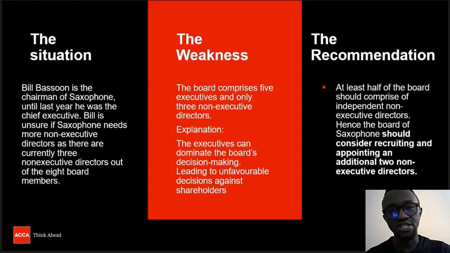Then it goes on to say here, the recommendation: at least half of the board should comprise independent non-executive directors. That's fantastic. But you've not yet given me a recommendation. You've just stated the objective. If I stopped there, that would not be a full mark, because I've only stated what is the best situation. I need to go on and explain why that is a favorable situation. Hence, the board of Saxophone should consider recruiting and appointing an additional two non-executive directors. Now, that's good. You're talking about action. What should they do? Recruit, appoint two additional non-executive directors. That's the action. That's the point that will now give your recommendation. Fantastic. It will be a fantastic, solid answer.